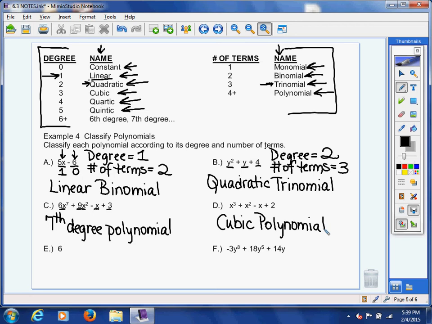All right, let's look at letter E. 6, okay, there's no variable there. What are all constant numbers' degree? You're right. If you think it's 0, you're exactly right. So go to your degree chart. 0 degree means it's a constant. And then let's take a look. I only see 1 term there. 1 term is a monomial. This is a constant monomial.